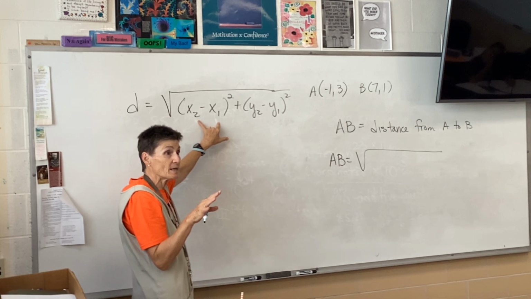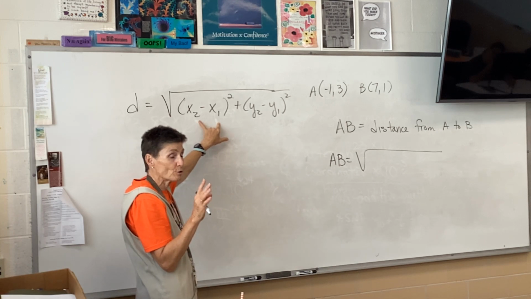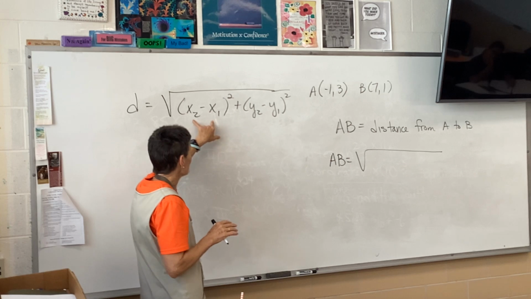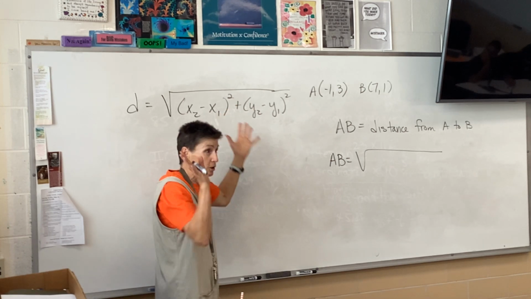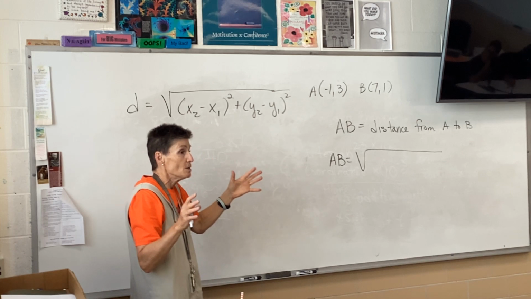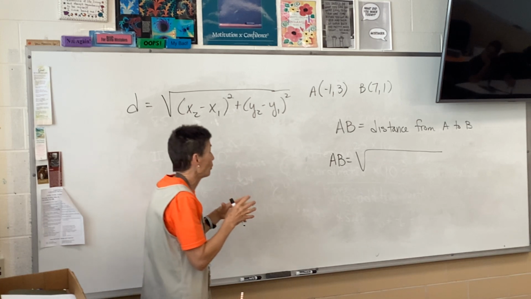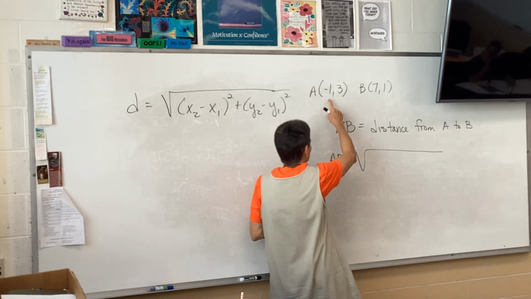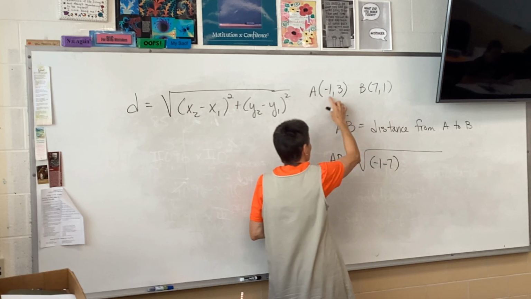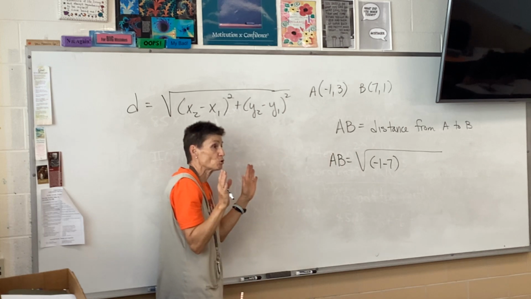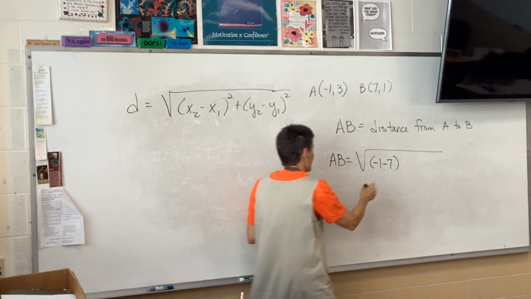Now, the beautiful thing is, it doesn't matter what order you subtract them, because after you subtract them, you're going to square it, and it's all gonna come out positive anyway. So you can subtract them in either order. I can do -1 minus 7, or I can do 7 minus -1. Whatever flips your switch, it makes no difference, because you're gonna square it.